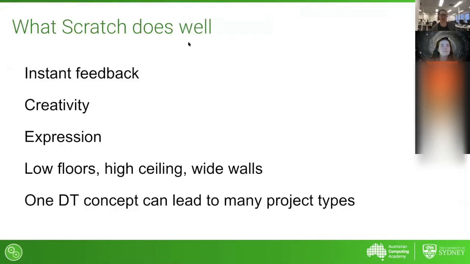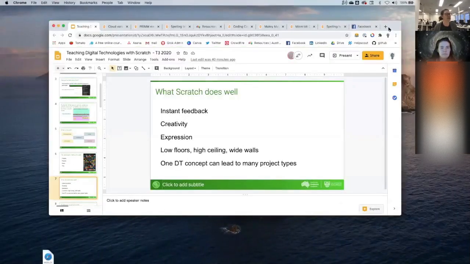Now, what does Scratch do well? And we'll look at some examples of all of these. Scratch is fantastic in terms of providing students with instant feedback. So when students work on a project, and I'll show some coding shortly, they can run the code repeatedly and they can see exactly what's happening and whether they're getting the success or the result that they want in their project. Let me open up a Scratch project and just show you what I mean by that.